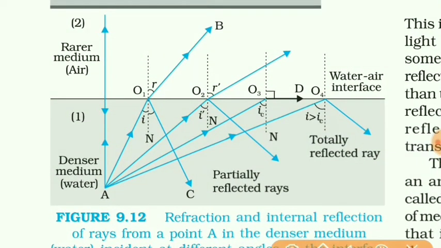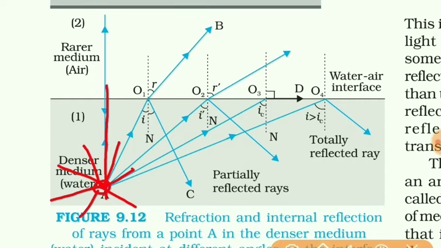Suppose a source, a small bulb, is kept at this point A, and we know that from this source the light will emerge in all directions. So the bulb emits light in all directions, but we are going to consider the rays on the right hand side of this vertical line.